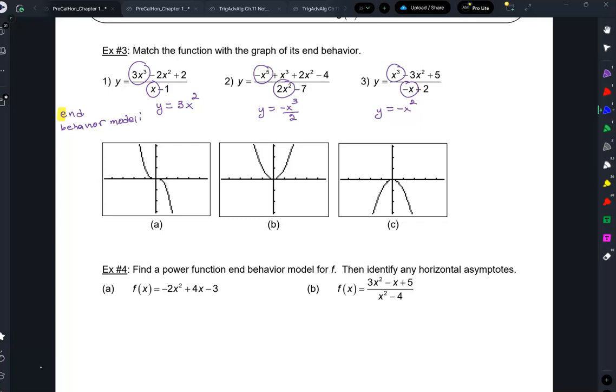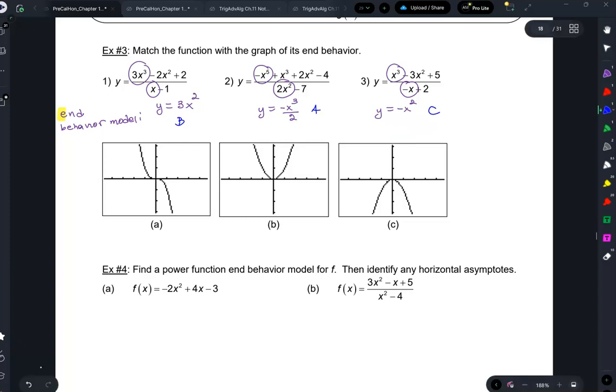Now, which of these do they match with this? So these are each the end behavior models of their respective functions. So which one does the first one match with? B and A and C. Yes. Oh, yeah. They go with this.